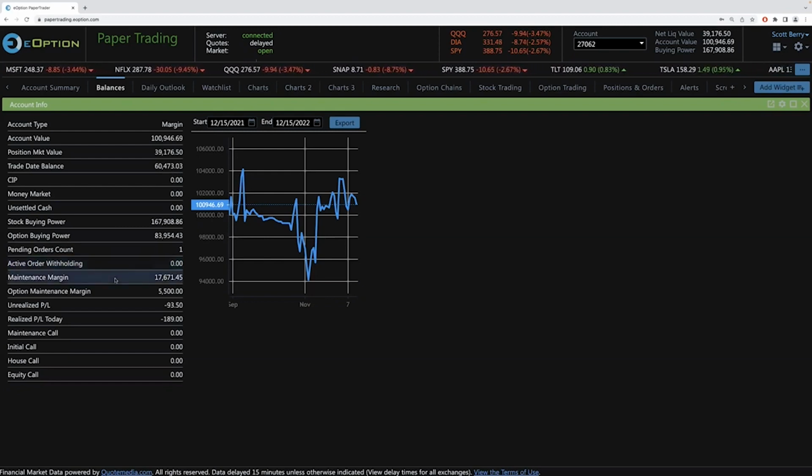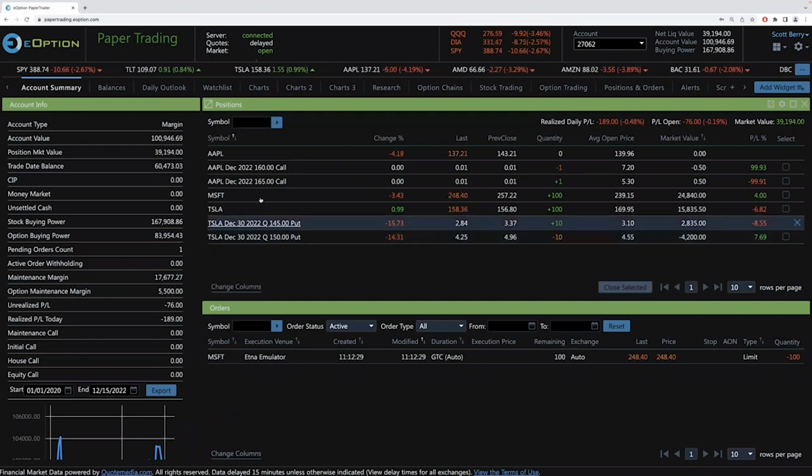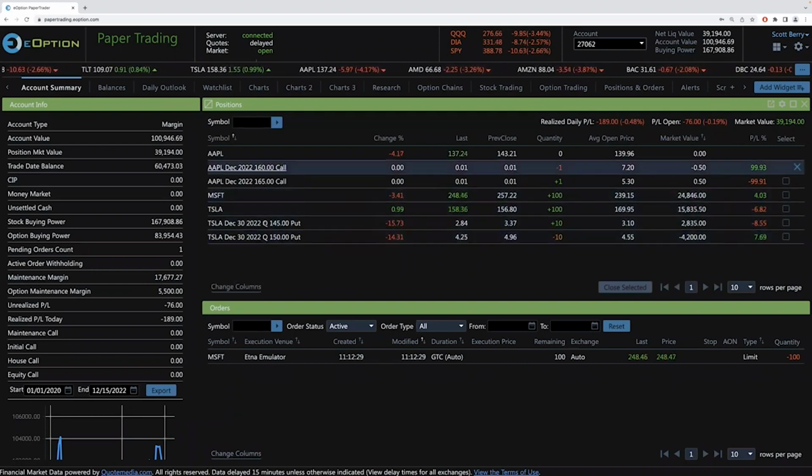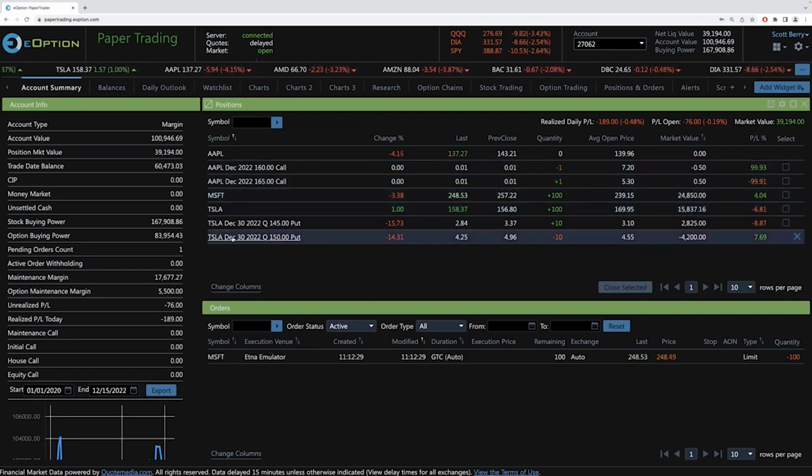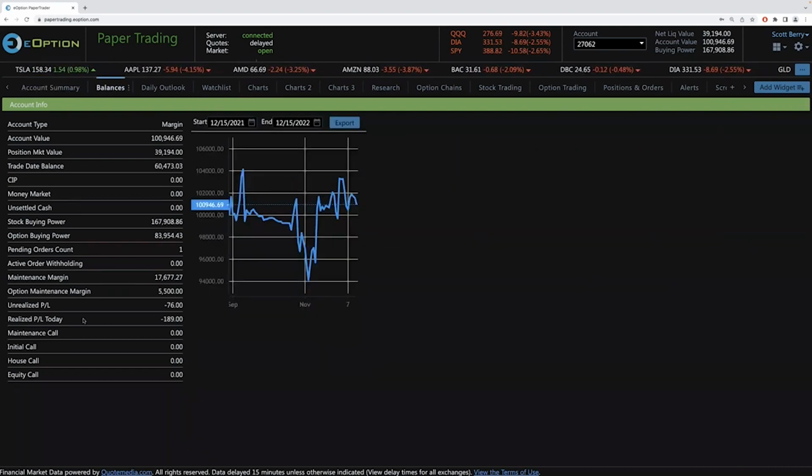The next line item is maintenance margin. So this number reflects the overall maintenance margin on all the positions in the account. So that would be your stock positions. This doesn't mean you're on margin. It's just the requirement to hold the stock and whatever option positions we have in there. So if you go back, you can see we have Microsoft, Tesla, and a couple spreads. That maintenance margin reflects these positions in their total maintenance that's being held.